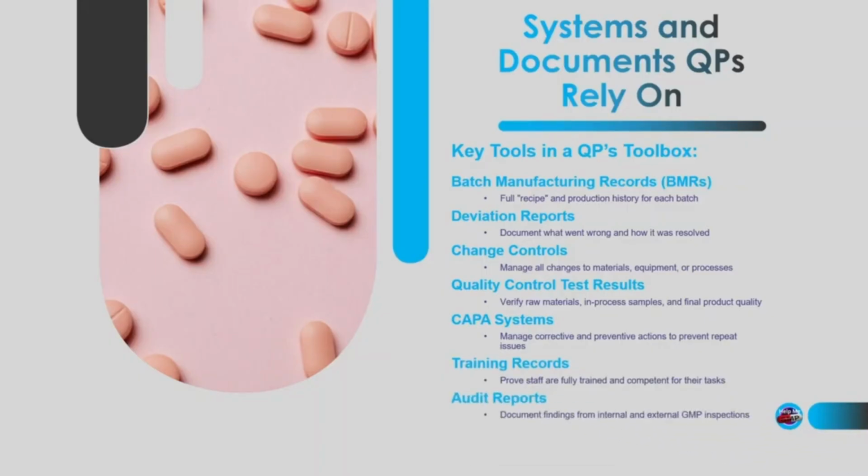Audit reports, both internal and external inspections to identify areas of weakness. And risk assessments, a fundamental part of quality risk management. And believe me, if there's something missing, regulators will definitely notice.